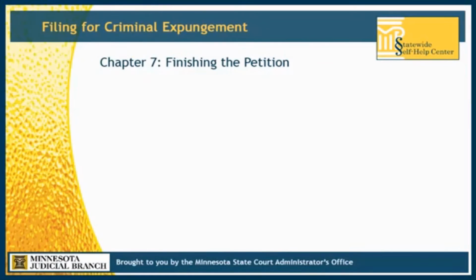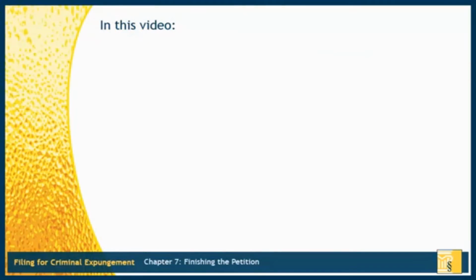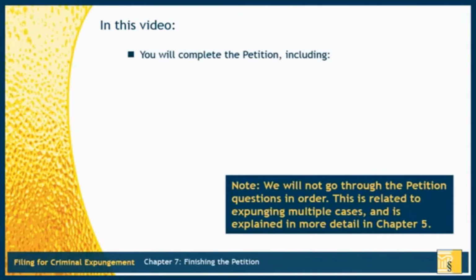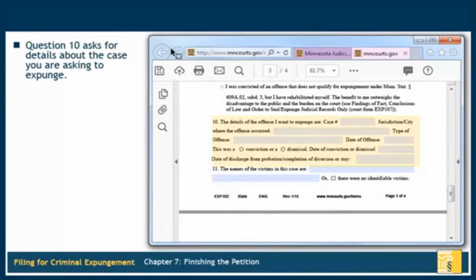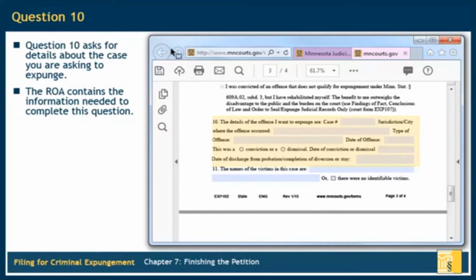Chapter 7. Finishing the petition. In this chapter, you will complete the rest of the petition. This includes completing questions 10 through 12 and the signature, and attaching supporting documents. Question number 10 of the petition asks for details about the case you are asking to expunge. The information needed for these blanks can be found on the Register of Actions for the case.